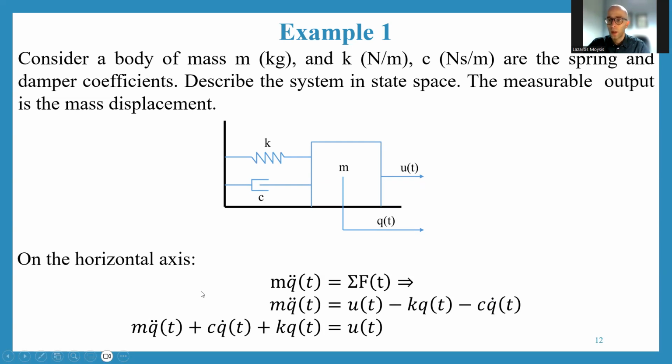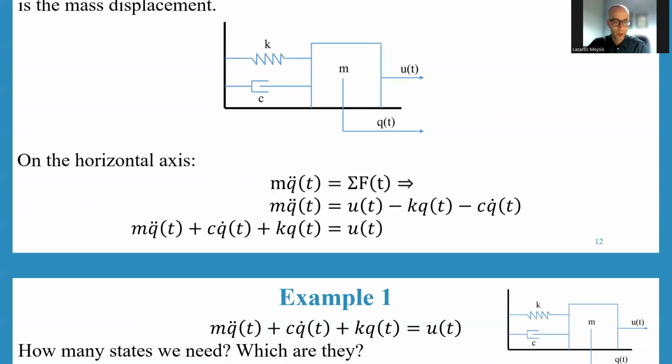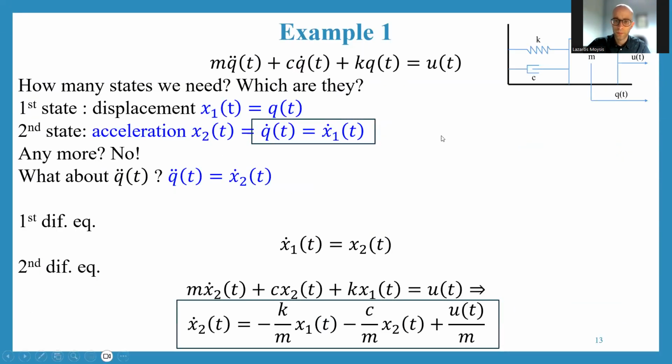So let's derive the state space of the system. Okay, what do we need? Since the system is a second order differential equation, we need two states. And I'm going to define the states the same way as before. So the first state is Q, which is the displacement. And the second state, I have a typo here, it's not acceleration, my apologies, is the velocity. So the second state is the velocity of the mass.